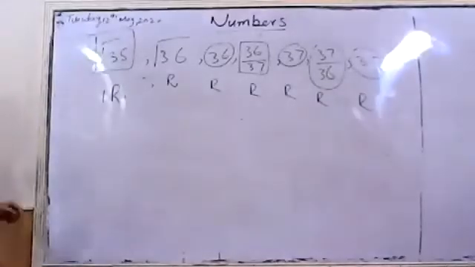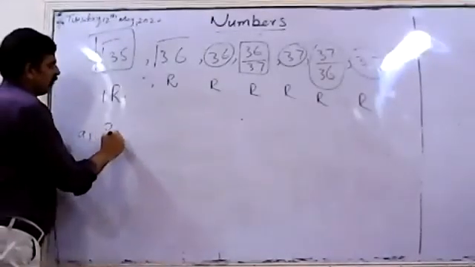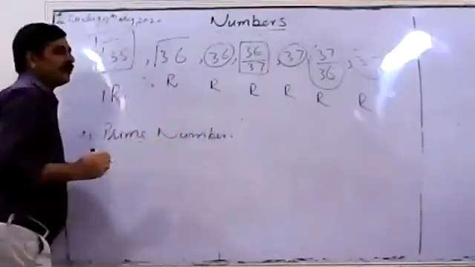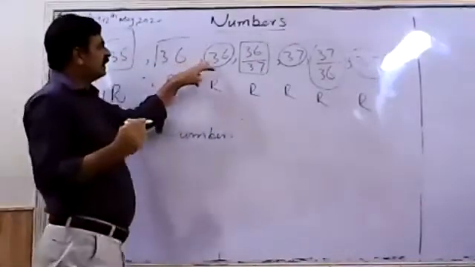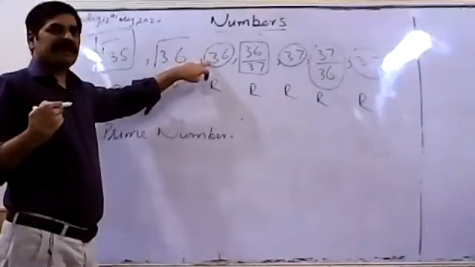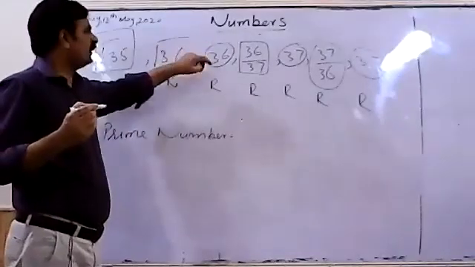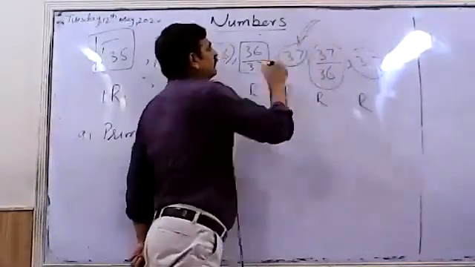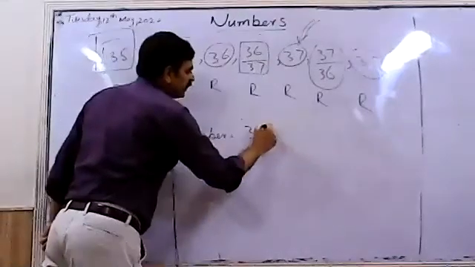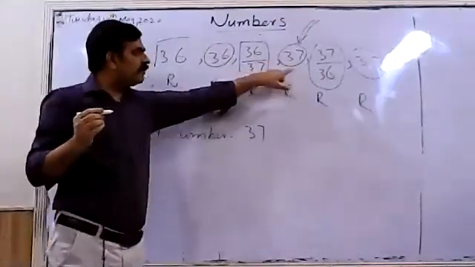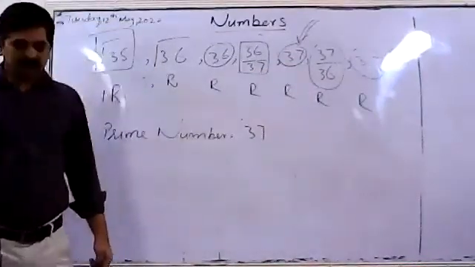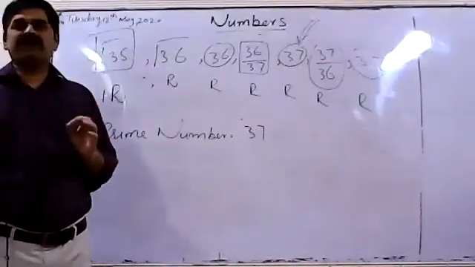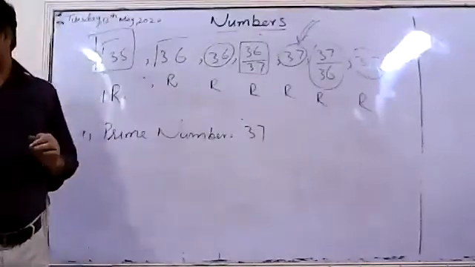If we want to find a prime number from these numbers, 36 can be divided by 1, 2, 3, 6, and so many. So we cannot say 36 is a prime number. If we look at 37, it is a prime number. Why? It can only be divided by 1 and itself. I have already told you that if there are only two divisors or two factors of any number, it is known as a prime number.